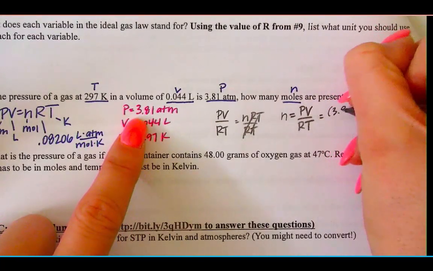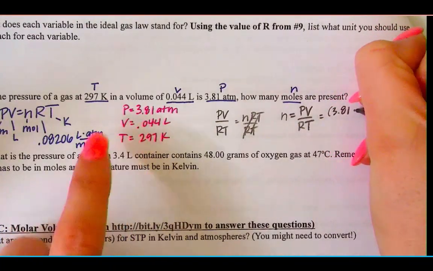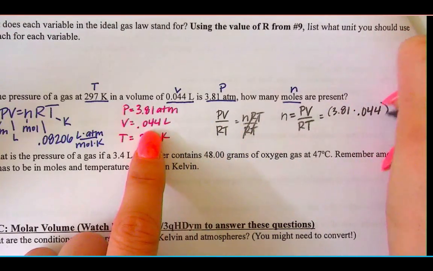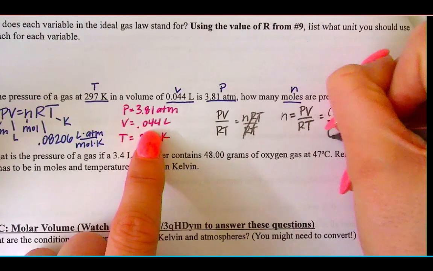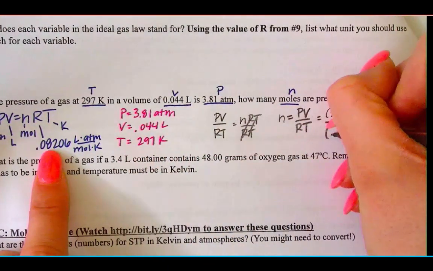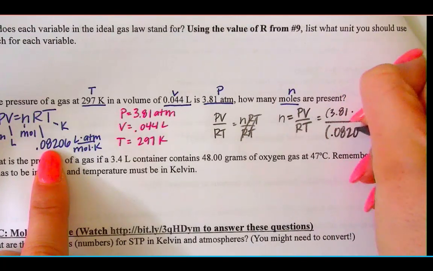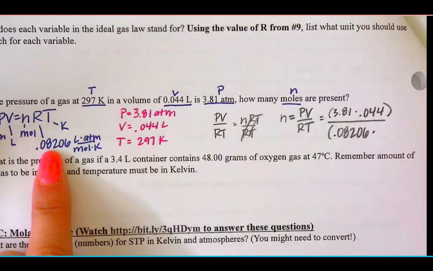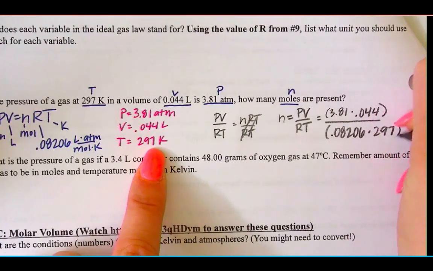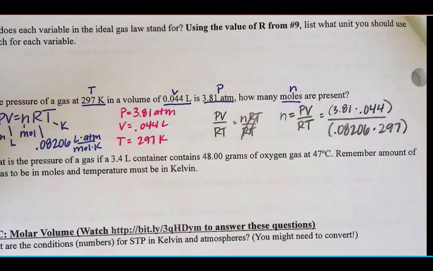is 3.81 ATM times volume, 0.044 liters, divided by R, which is always this constant, 0.08206, and then temperature, 297 Kelvin. I didn't show the units here just to save some space, but all of our units will have canceled except for moles.